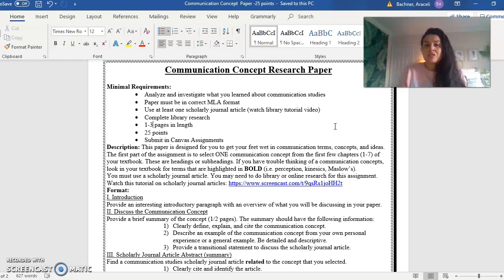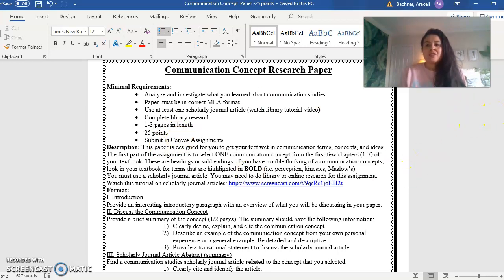Complete library research. The paper should be 1 to 3 pages in length. Very seldom have I seen a well-crafted paper in only 1 page. I would say about 2 pages is probably a well-crafted paper, but as you see, the page length isn't very long. The paper is 25 points, and 25 points doesn't sound like a lot. I mean, if you don't do the assignment, you're not going to fail the class if you get an A or do well in everything else. But it is a couple points, and like I mentioned, I do want you to work on your writing skills, but it's not the major emphasis, at least in this communication course. And then you'd submit the paper to Canvas.